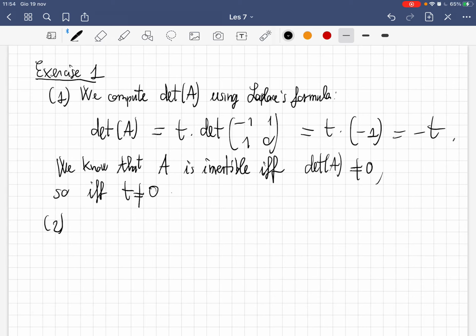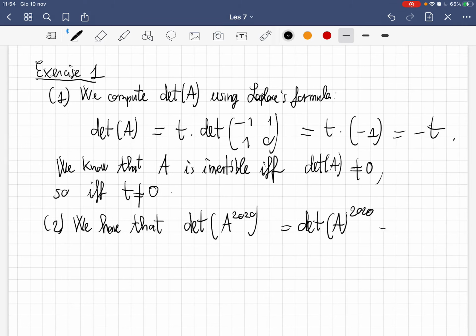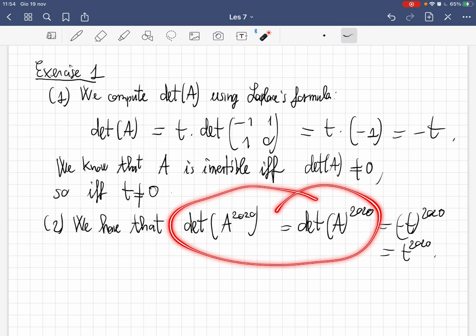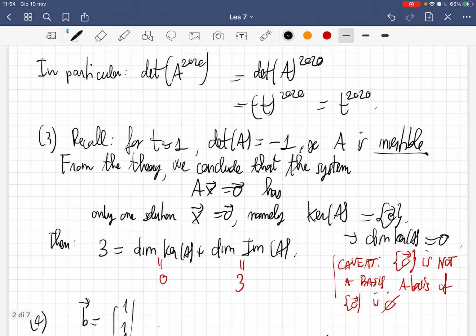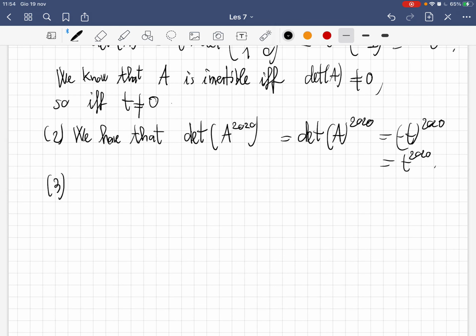So the second. So we have that. You can just state this is equal to the determinant. Mind the parentheses, of course, which is minus t, which is equal then to t to the. That's okay. You don't have to write more than this. I mean, this is part of the theory. This formula here, it's perfectly known, so it's okay. This is it. Okay, 3 here.